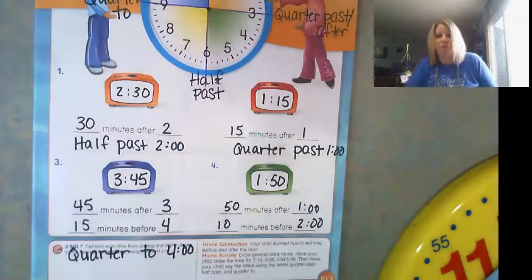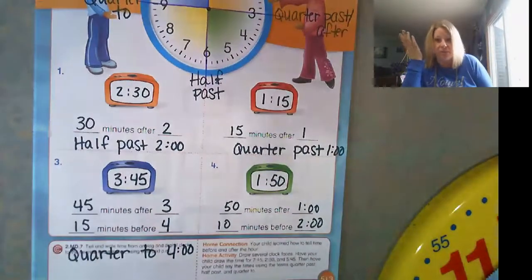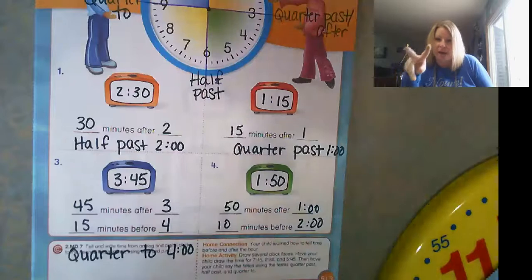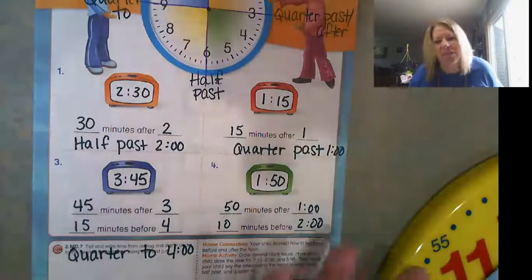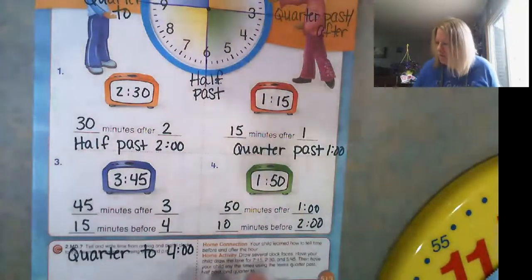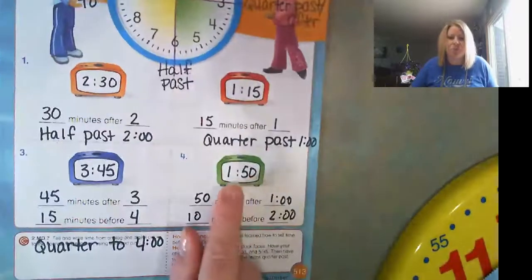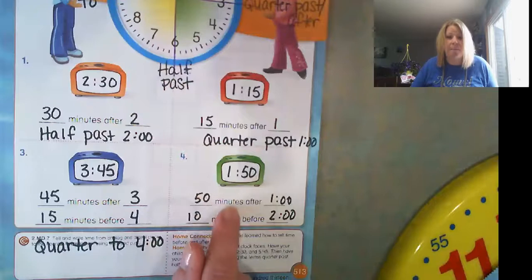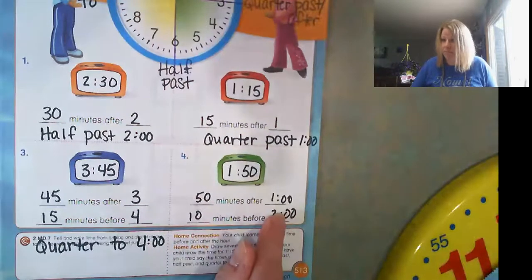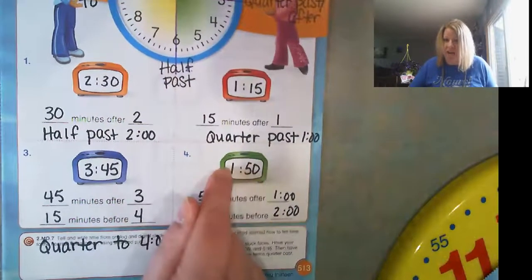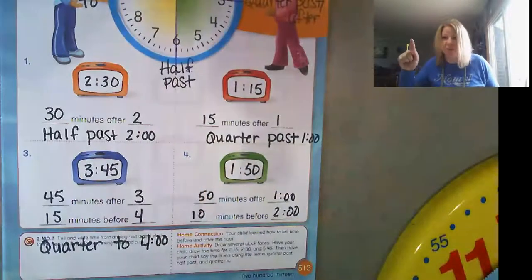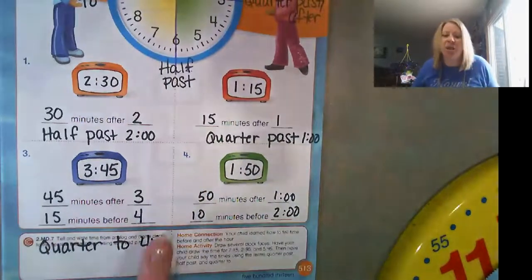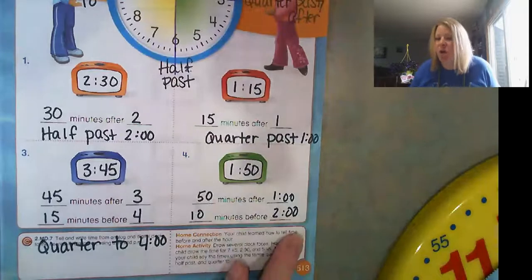And then I just threw this random one in because they're going to do this now. They want you to do quarter past, half past, quarter to, but let's throw in some more too, right? Let's do it. All right, so this one, at 1:50, I can say it's 50 minutes after 1, because it's been 50 minutes. Or I can say it's 10 minutes before 2.